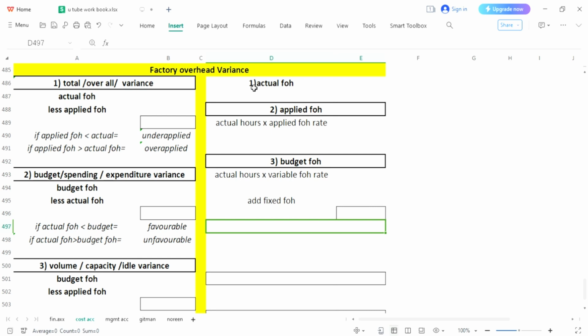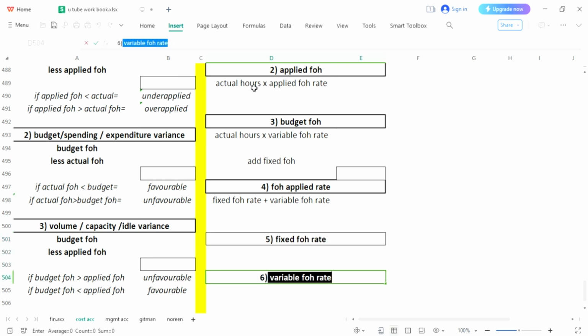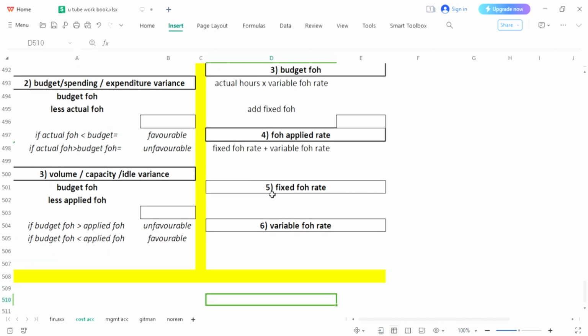After which, at number 4, we need to have the FOH applied rate, which is a mix of the fixed FOH rate. Mix means you will add the variable FOH rate. For the time being, we are leaving these two points. Number 5 is the fixed FOH rate and number 6 is the variable FOH rate. We are not going to write the formula for the time being. After which we will come back and see how to calculate the fixed FOH and variable FOH rate.